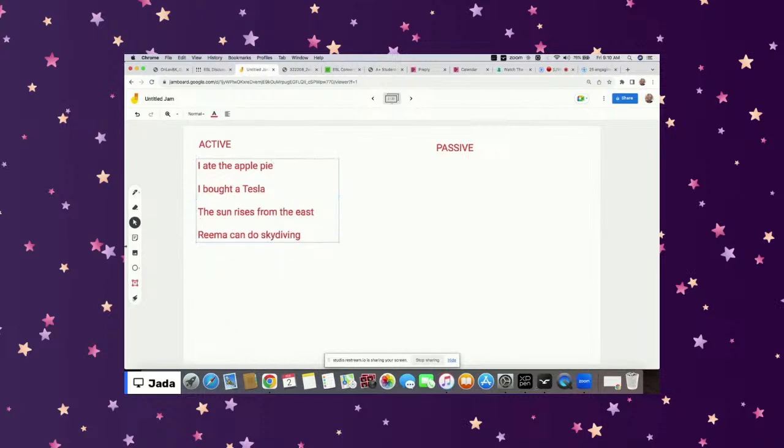So these are the active sentences. So now I will make the passive of the sentences.